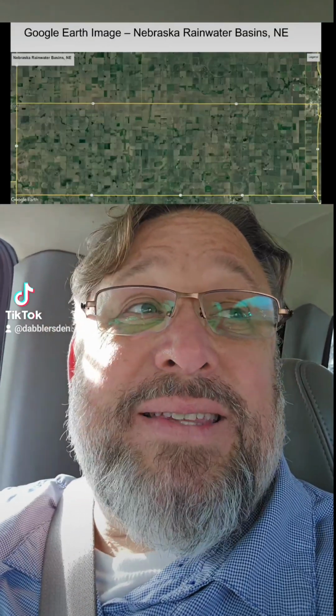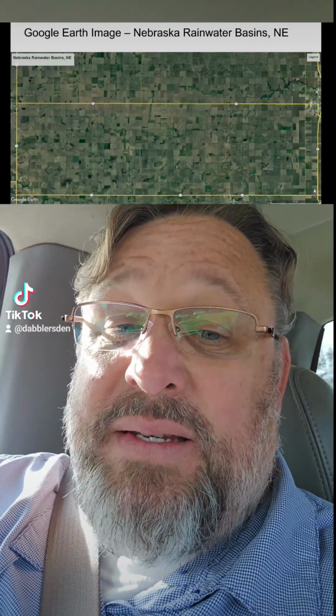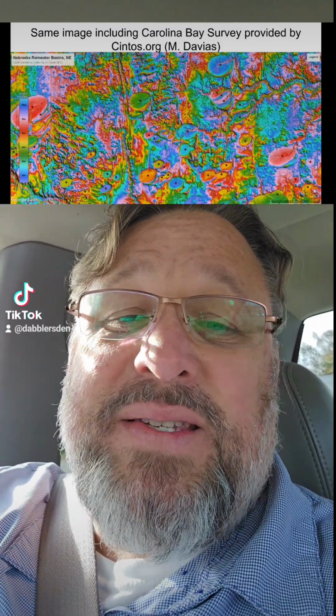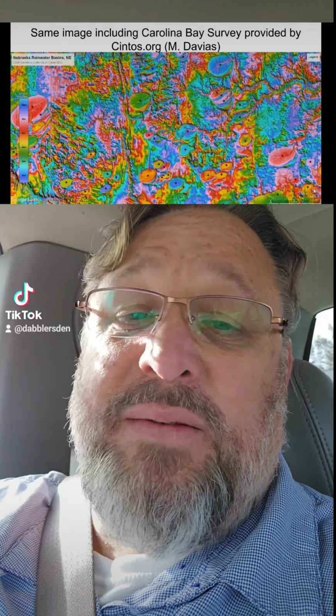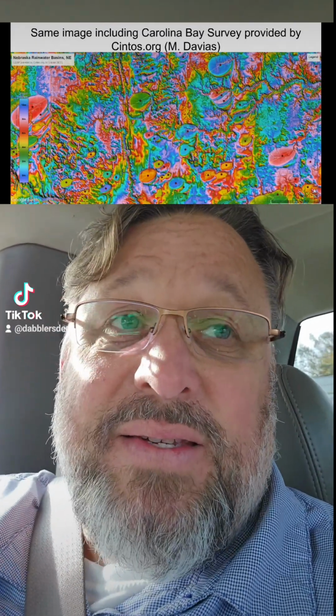After that, we looked at some of the Nebraska rainwater basins for comparison, and when viewed under the LiDAR, we can see that these formations are near identical to the Carolina bays, despite being halfway across the continent, which totally goes against a persistent wind and swirling water hypothesis.